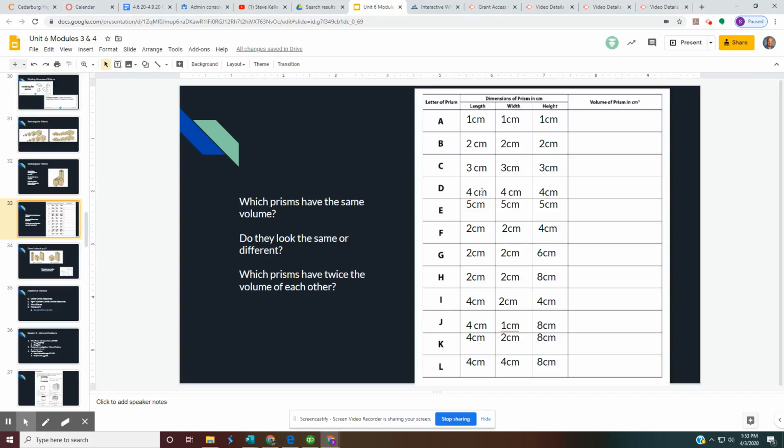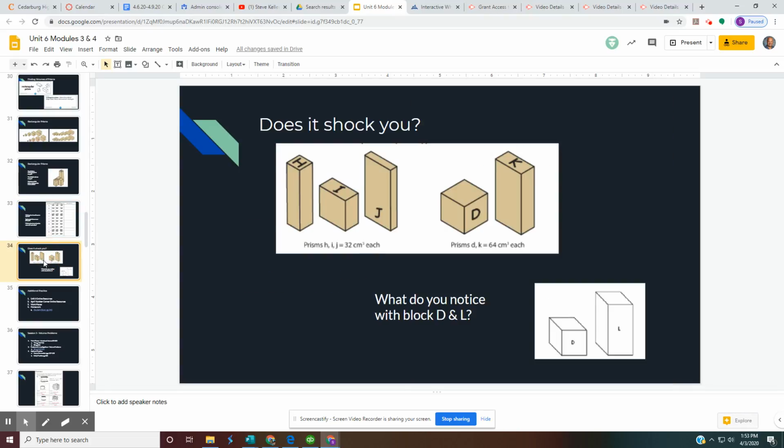D is, again, 64, right? And L is a 4 by 4 by 8, which, look at that. It's twice one measurement, and it actually is twice the size, right? 4 times 4 is 16. 16 times 8 is 128. So that is my answer here. So yeah, L would actually be twice the size.